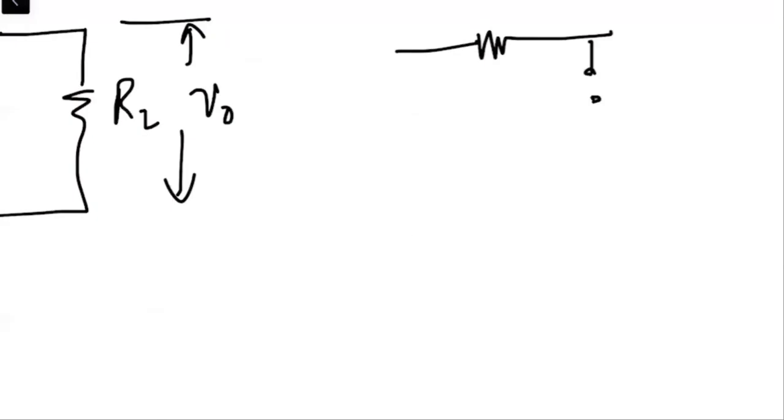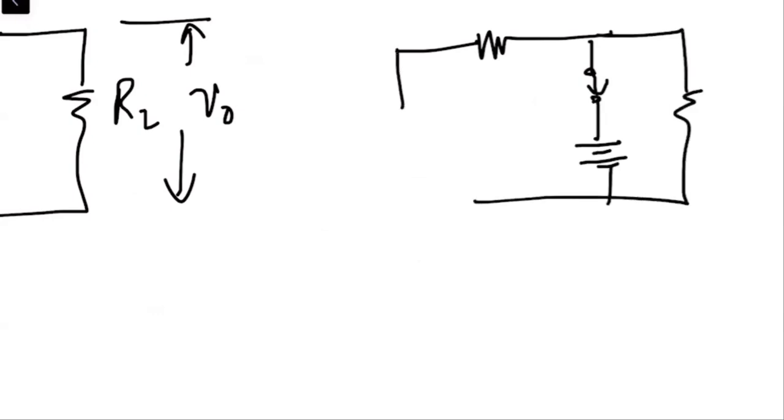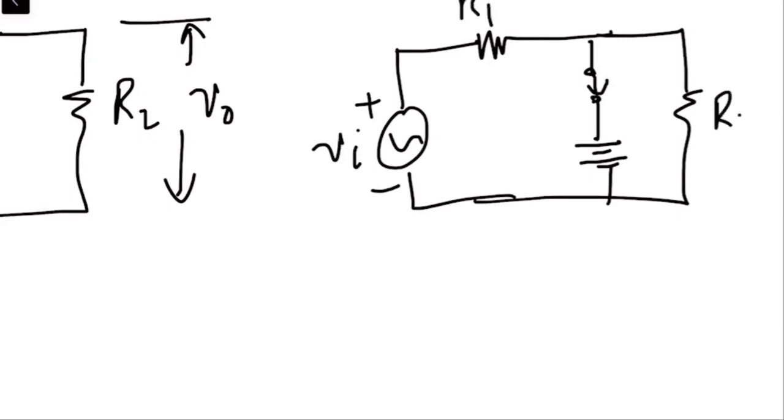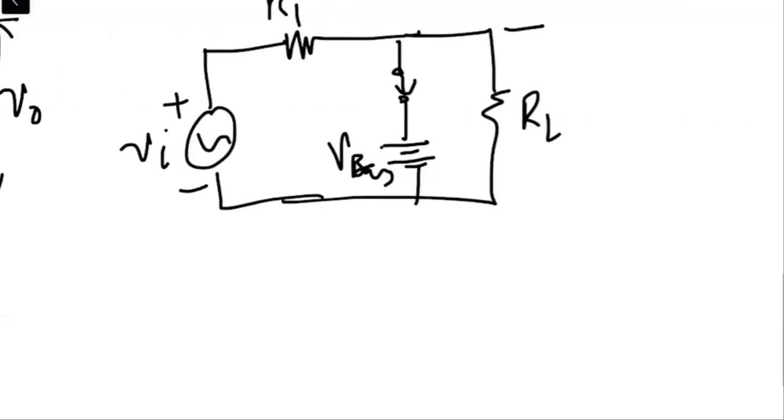So for the positive half cycle, the diode will be behaving as a short circuit switch. Then we have the V bias. Then we have the RL, and we are providing the input over here with the positive and negative as the positive half cycle. R1, RL, and V bias. And we are taking the output across that of the RL, right?